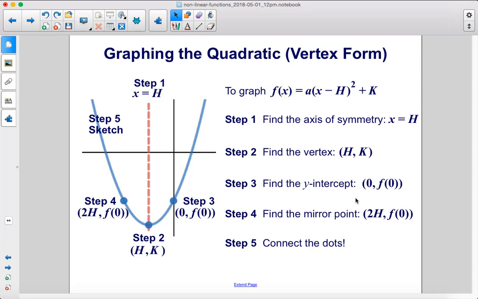Step 3, find the y-intercept. Plug 0 into the function and get your y-intercept. Step 4, find the mirror point. You have the same y coordinate as the y-intercept, but your x coordinate will be 2h, which is 2 times your axis of symmetry. Step 5, connect the dots.